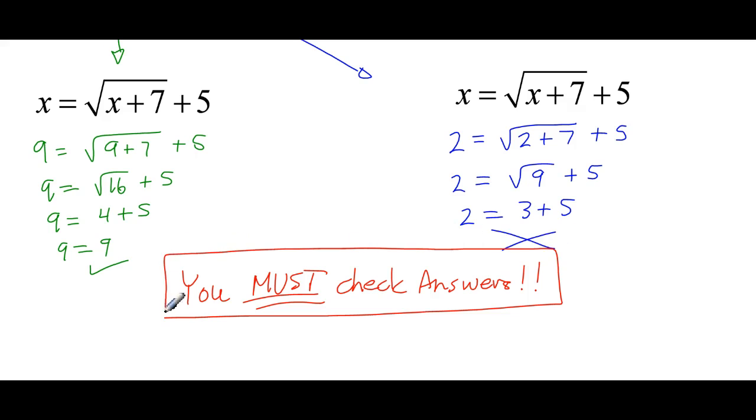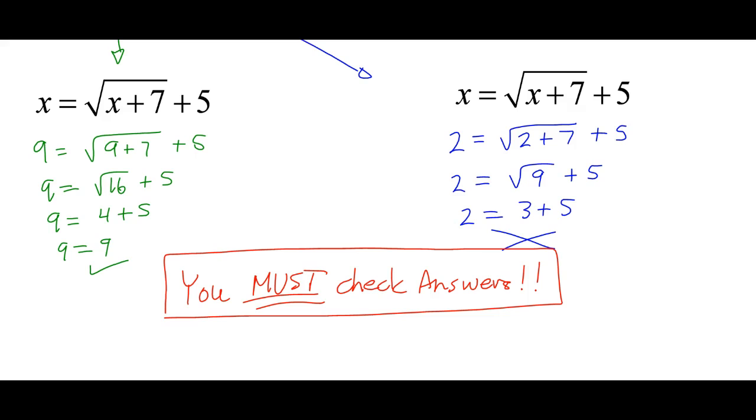If you don't check your answers, you will not get full credit. And that means you have to write it on the test. When you're taking the test, if this isn't written on the paper, I'll give you maximum half credit on the problem, even if everything before that was right. So make sure you check your answers to these things.